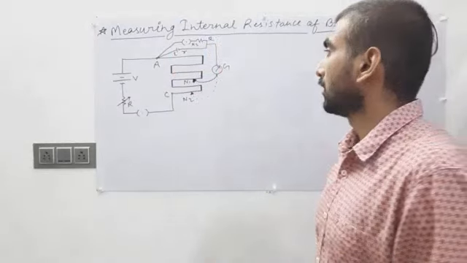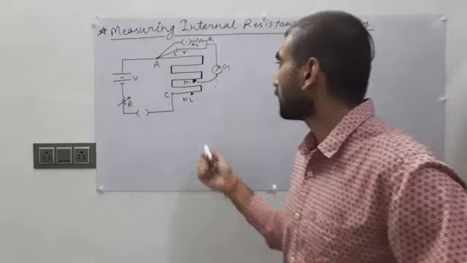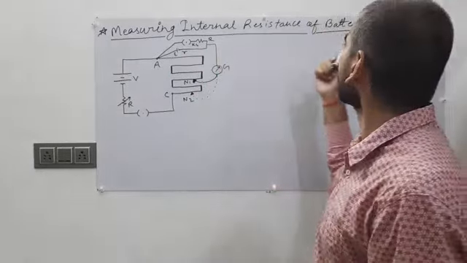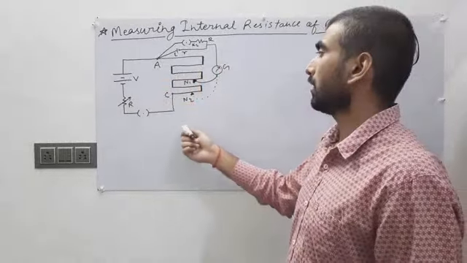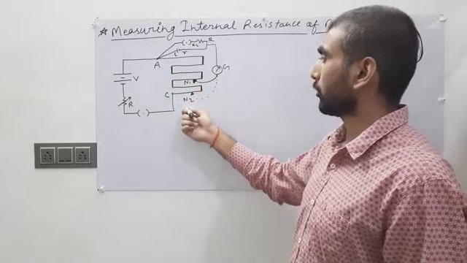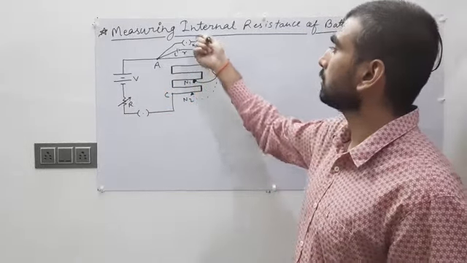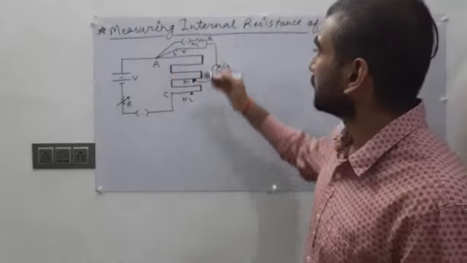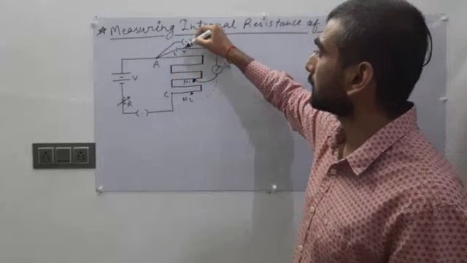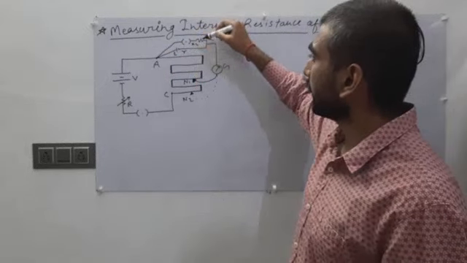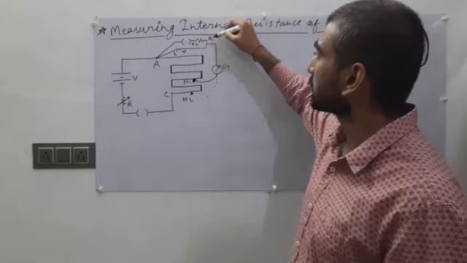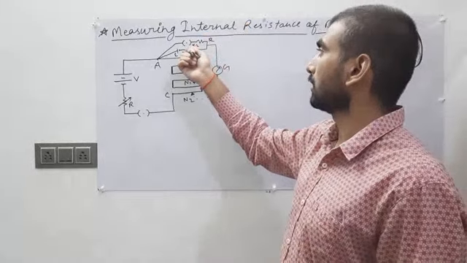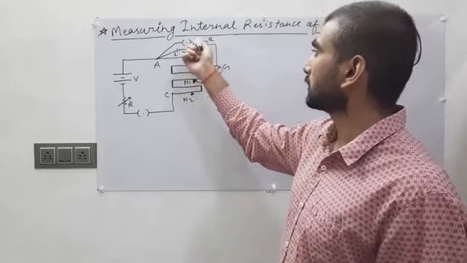Okay, this circuit is used to measure the internal resistance of battery, and this circuit shows the potentiometer with connection with some other circuits. Now you can see that this battery has the internal resistance r connected with a resistance R in parallel manner with the help of key K2. Okay, this is key K2.